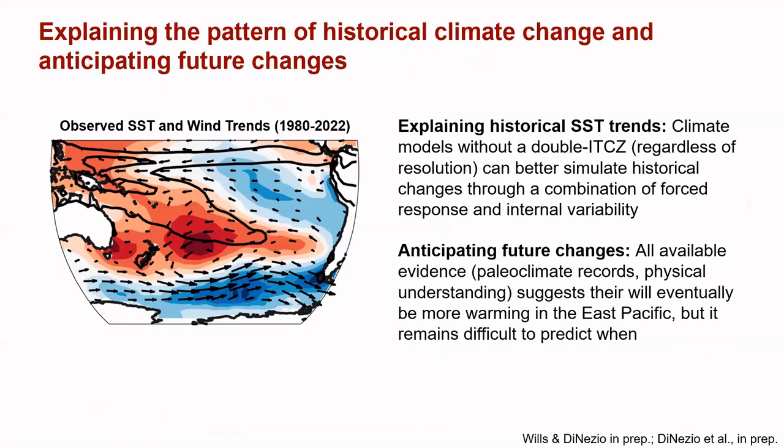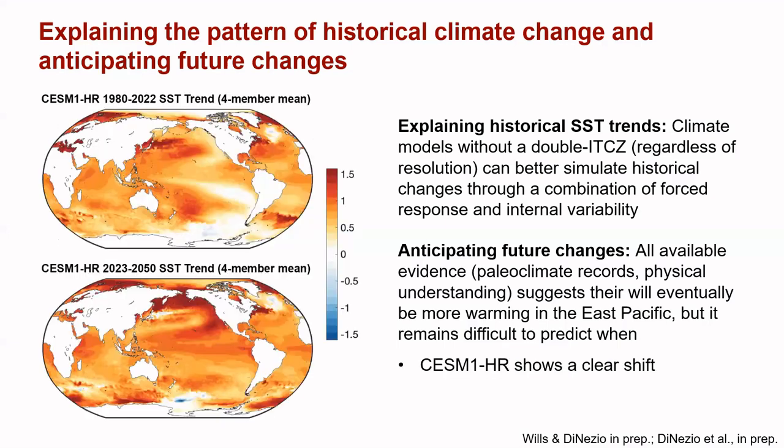This is all about the historical period, but I wanted to discuss briefly what we can expect for the future. So we still have, for example, paleoclimate records that show that there's eastern intensified warming in the warm climates of the ancient past. There's also physical understanding of why this should occur. So we still think that the East Pacific will eventually warm, but it's difficult to predict when. But I wanted to show you one interesting prediction of when, which is from this high resolution CSM.